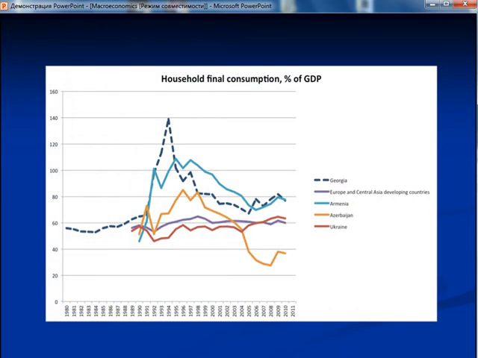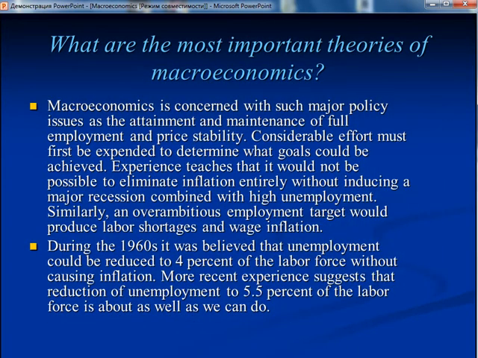Now, have a look at the household final consumption of GDP of different countries. Here we can see household final consumption of Georgia, Europe and Central Asia developing countries, Armenia, Azerbaijan, and Ukraine. Here we can see that household final consumption of Azerbaijan is developing from year to year, and it is becoming too high. Now let's explain what the most important theories of macroeconomics are.